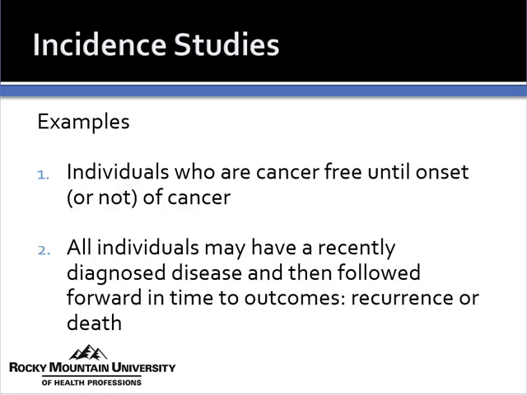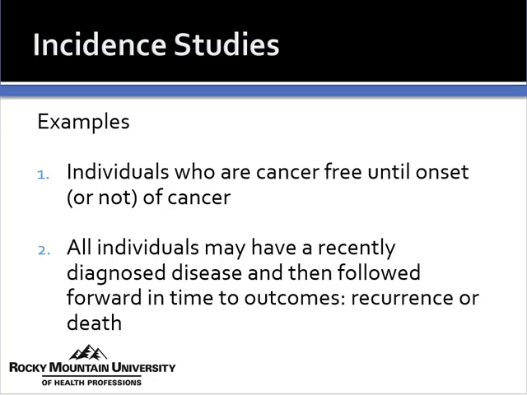What would be examples of incidence studies that you might look at? Well, what's the incidence of cancer in a population? So you have individuals who are cancer-free until the onset of cancer. That would be a challenging study. Why? The time it takes and probably the size of the population you would need to follow. There are other ways epidemiologically we can do this besides the prospective cohort. We'll explore those in the next lecture.